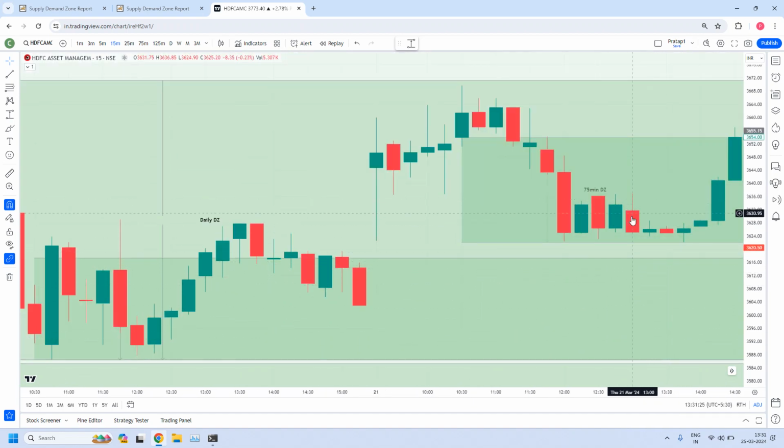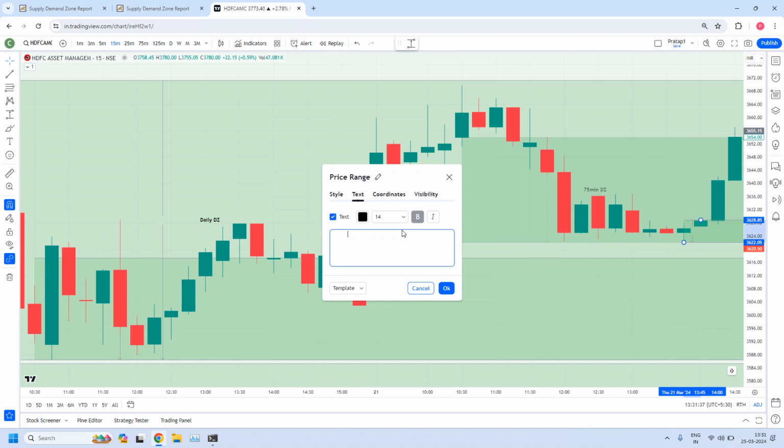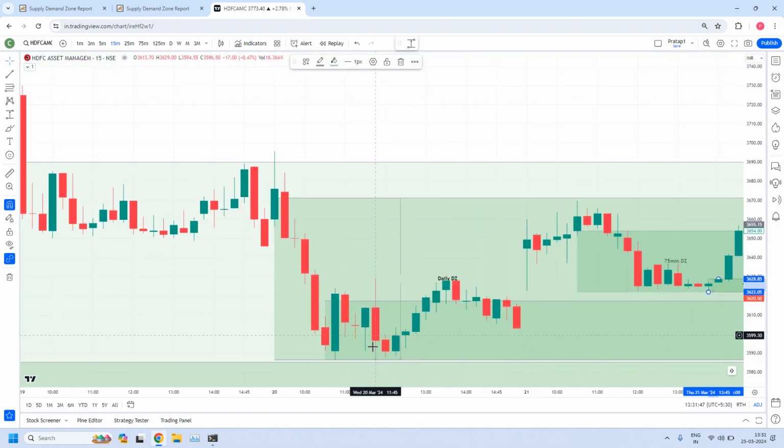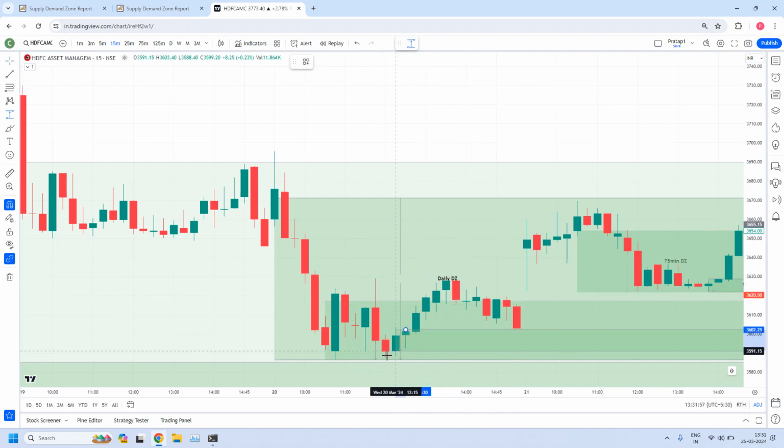So here we have a leg candle, 1, 2, 3, 4 base candles and a rally candle. This is a 15-minute zone. This is a 15 minutes demand zone. Fine. What about this? Is it having any order flow here? Yes, here also we have another 15 minutes demand zone.